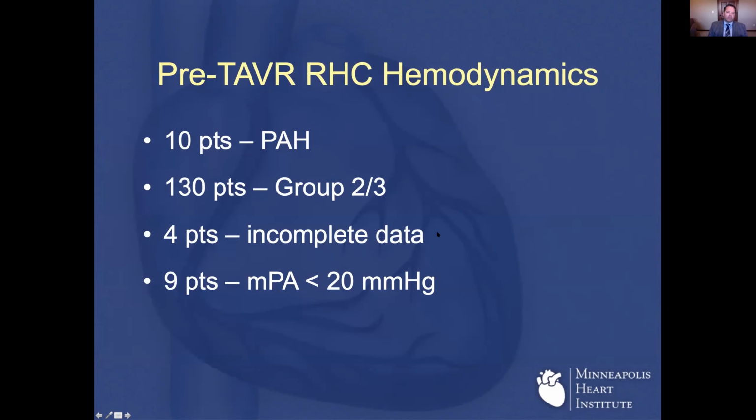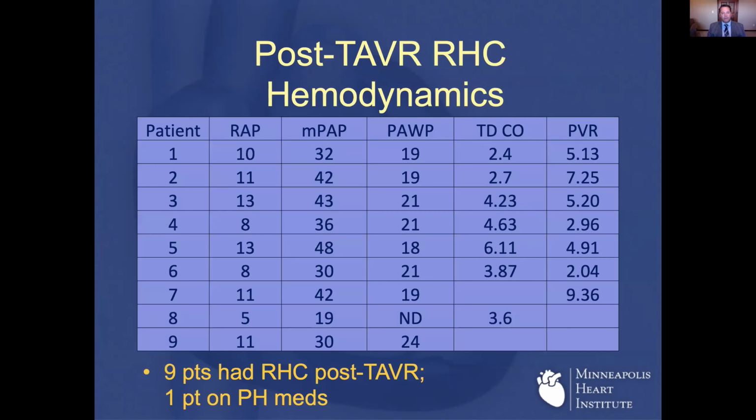When I looked at the hemodynamics of the pre-TAVR right heart cath, 10 patients would fit neatly within the group of PAH, whereas 130 patients had hemodynamics that would be consistent with either group 2 or group 3 pulmonary hypertension, due to intrinsic left-sided heart disease or lung disease. 4 patients had incomplete data, and 9 patients did not fit the criteria for PH. Now, 9 patients underwent post-TAVR right heart cath, and so I looked at those hemodynamics and included them here as I think they're interesting.